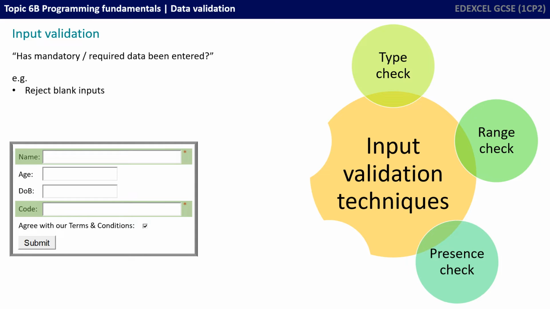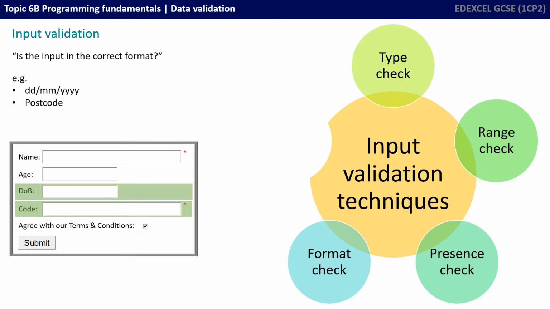Presence check. The user might not enter any data at all. There may be certain required fields, for example, entering your email address when using online forms before continuing. How will your program cope with no data being entered? Will the input be treated as a null or empty string or as a 0?